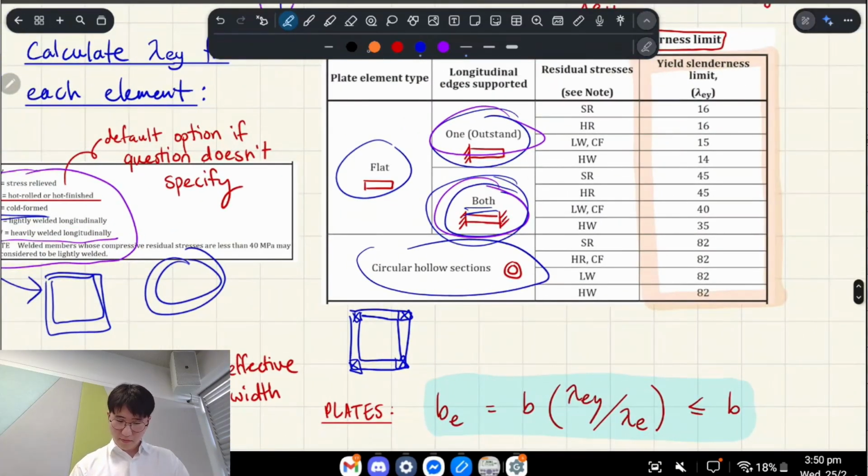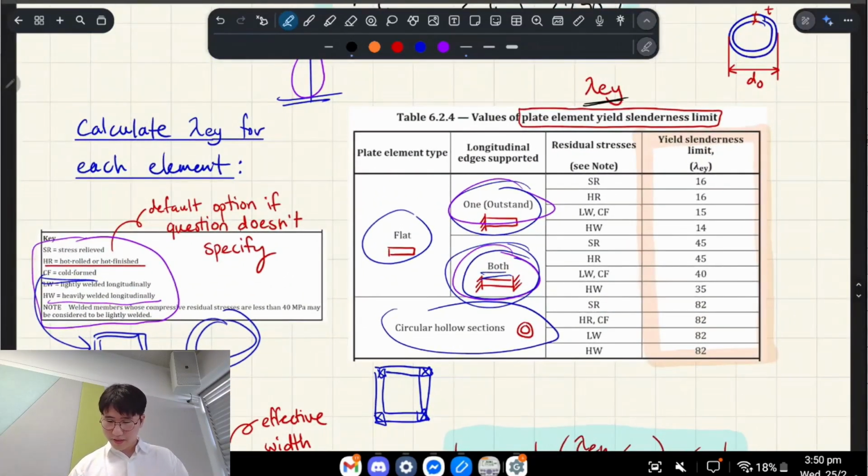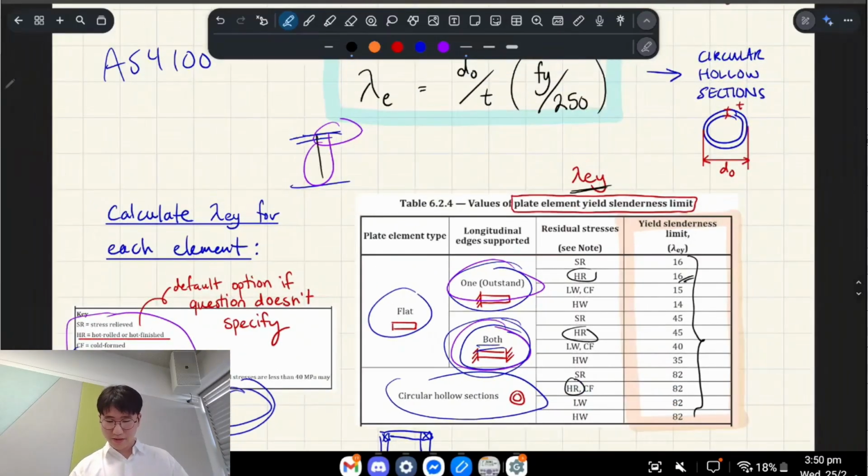Okay. So the other thing is just have a look at these yield limits, right? So you have to think about this because there's a couple of layers to bounce back and forth between, right? So okay, let's look at hot rolled only, comparing the numbers again. So hot rolled, cantilevering portions like the flange, for example, here, is 16. Okay, that's the lowest limit, and then the supported one on both sides is 45, and then the hollow section is 82.